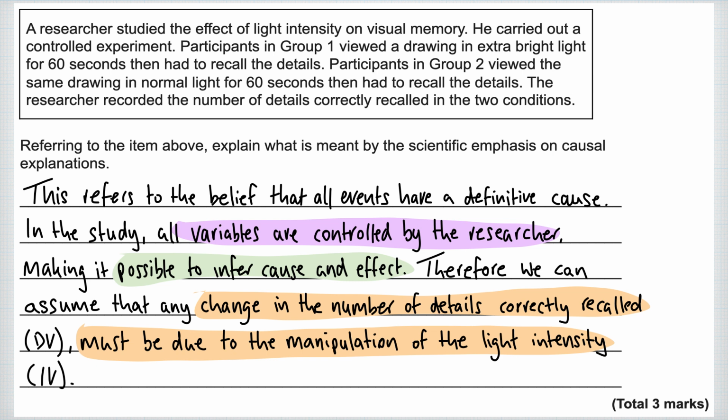The 3 highlighted bits are the bits that are mentioned on the mark scheme as what would be credited. The first line is just a little bit of an intro that I decided to do. Okay? But the scientific emphasis on causal explanations literally just means that I can be fairly certain that the change in the DV was down to the IV, and that is something that scientific approaches, deterministic approaches, focus on.